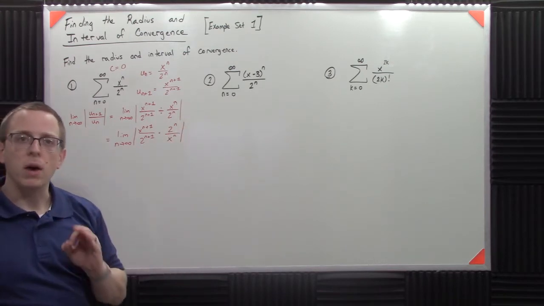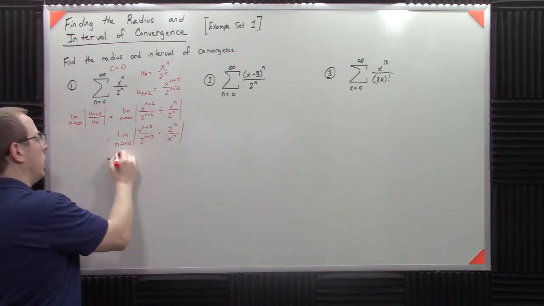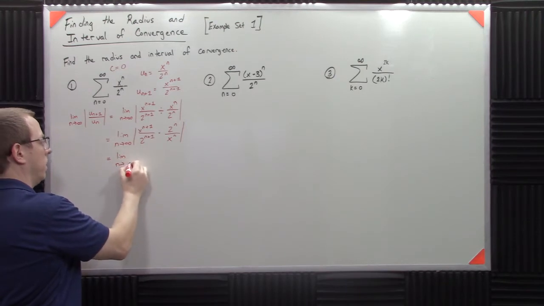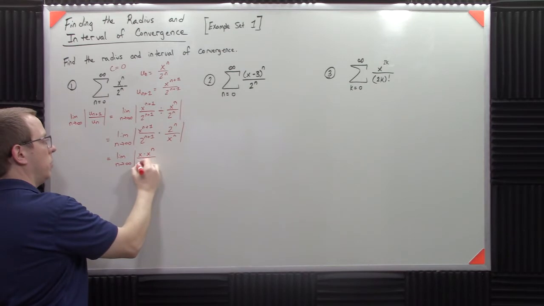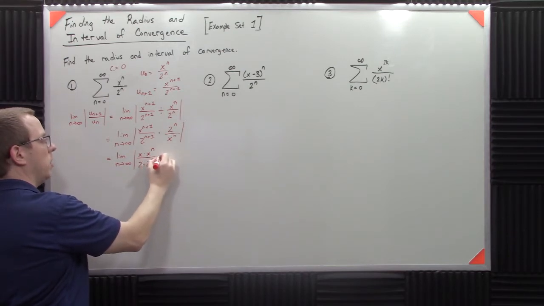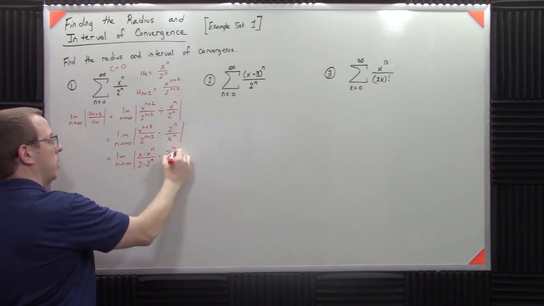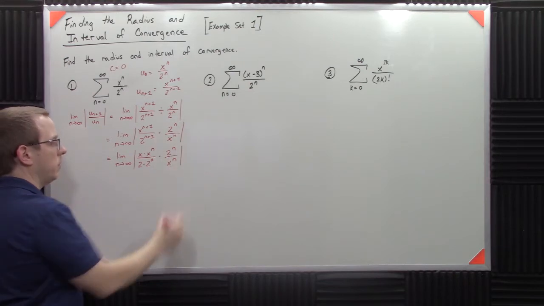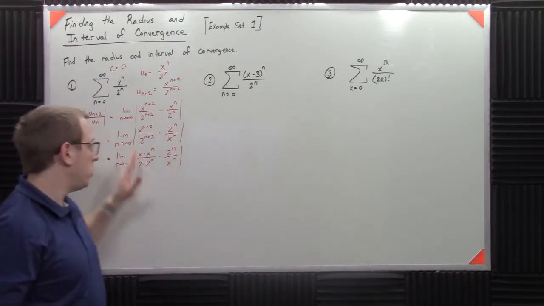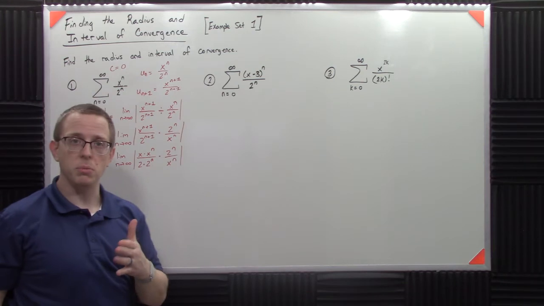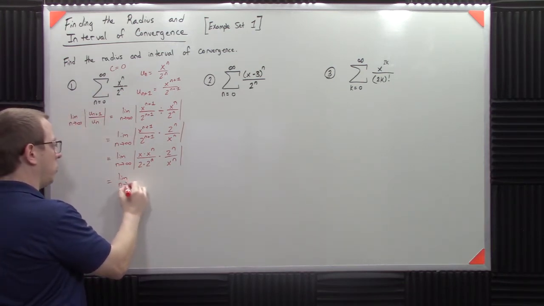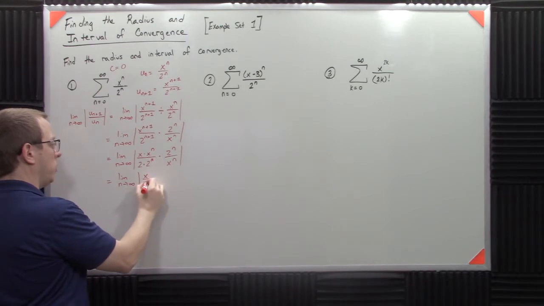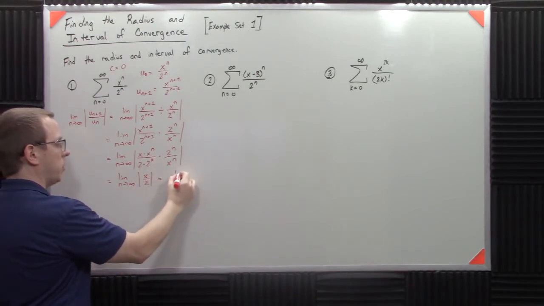I'm going to rewrite that one more time. It's x times x to the n, over 2 times 2 to the n, times 2 to the n over x to the n. I do that so that you can see the cancellation pretty simply. Now we have the limit as n goes to infinity of x over 2, which is just x over 2.